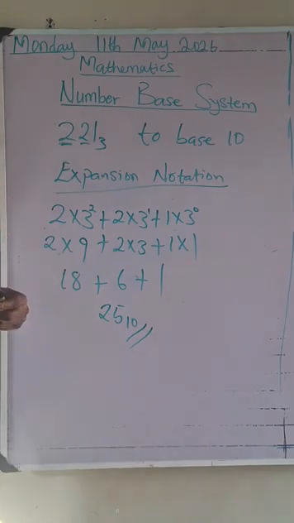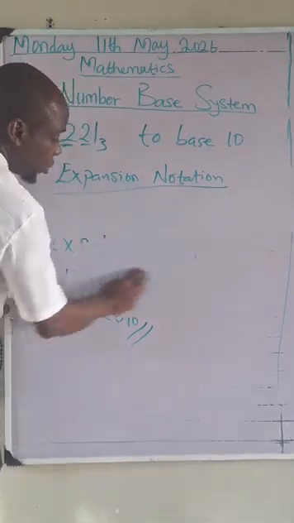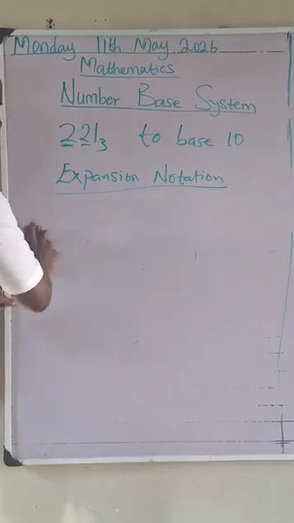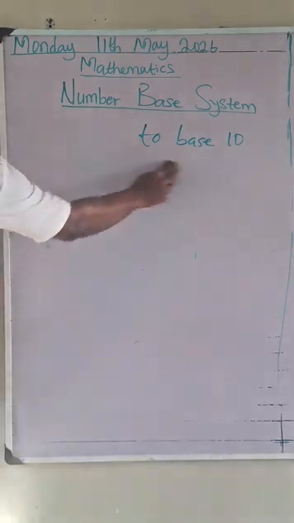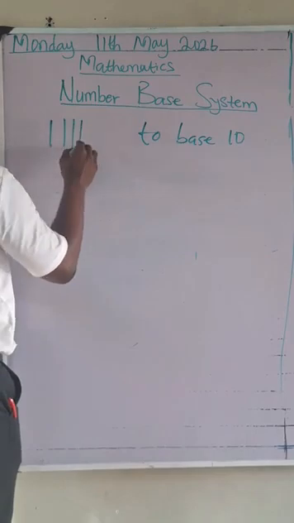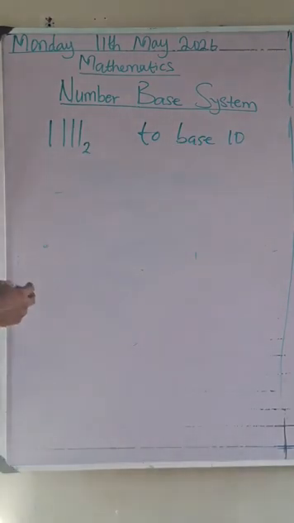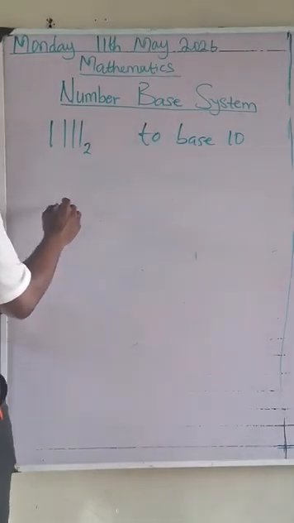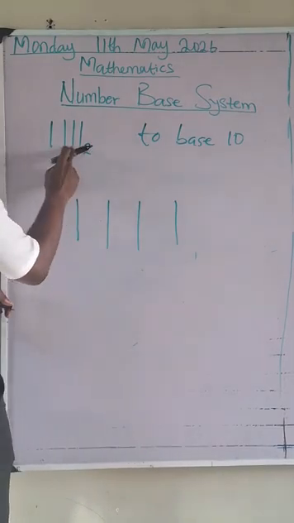Now, the next thing we're going to do is very simple, which is the other method I wanted to teach you. So you can be given a number such as, they say, convert 1 1 1 1 base 2 to binary, to decimal, that is base 10. So what happens here is that when you have the digits 1, 1, 1, 1, how many digits? 1, 2, 3, 4, right?